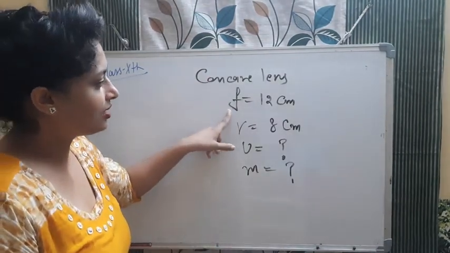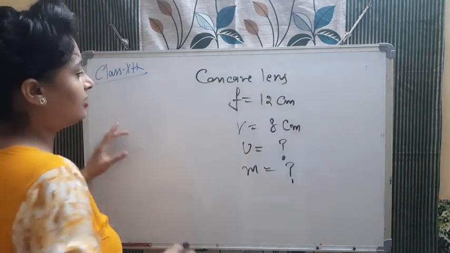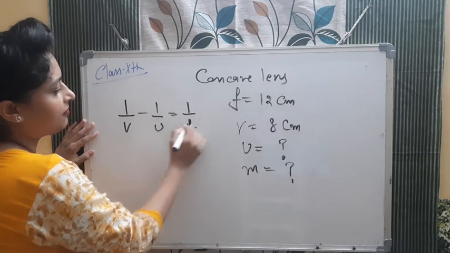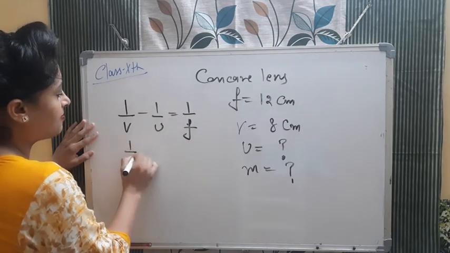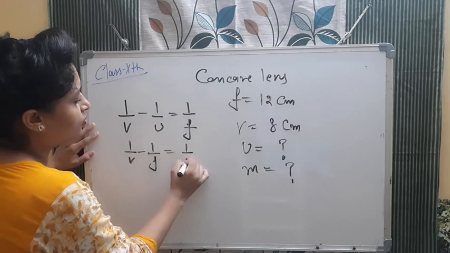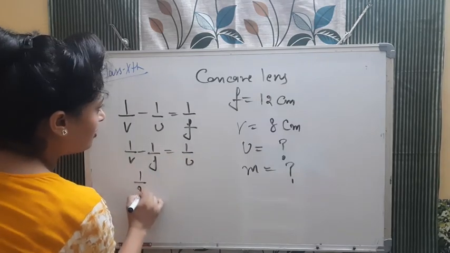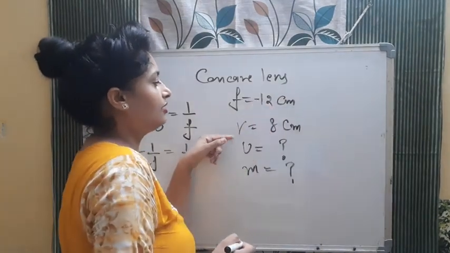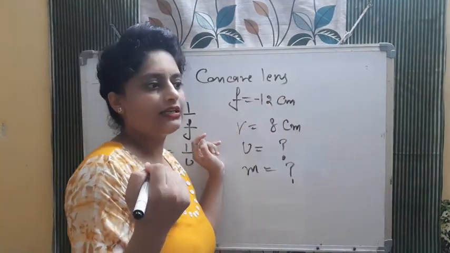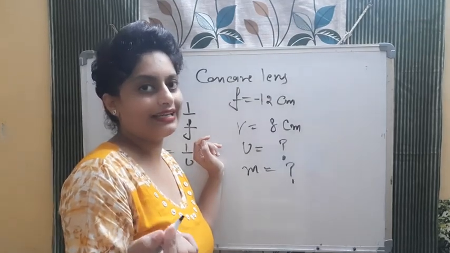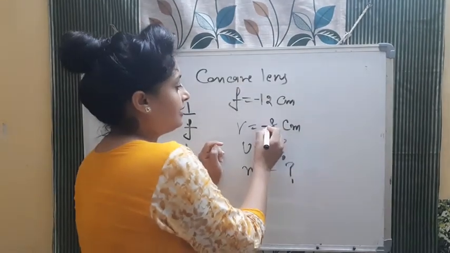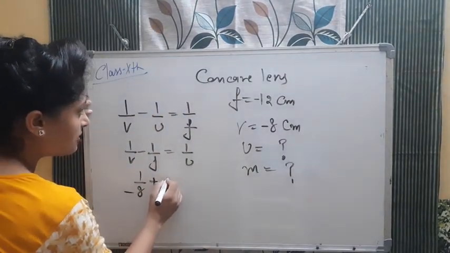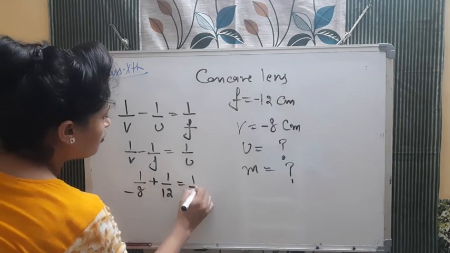So concave lens, focal length, V, U, we need to calculate M. Very simple. Formula you know, 1 by V minus 1 by U is equal to 1 by F. So from here, 1 by V minus 1 by F is equal to 1 by U. 1 by V is what? 1 by 8 minus, okay. Concave lens, focal length will be negative. V, in case of the concave lens, is always virtual and erect, so it will always be negative. V is negative, F is negative. So 1 by minus 8 minus minus plus 1 by 12 is equal to 1 by U.